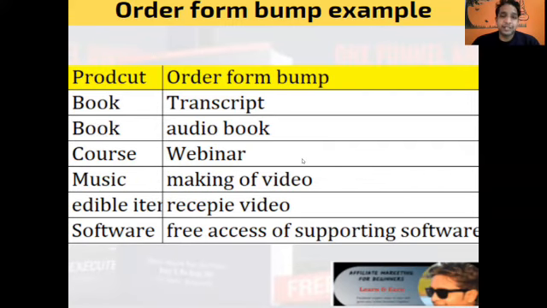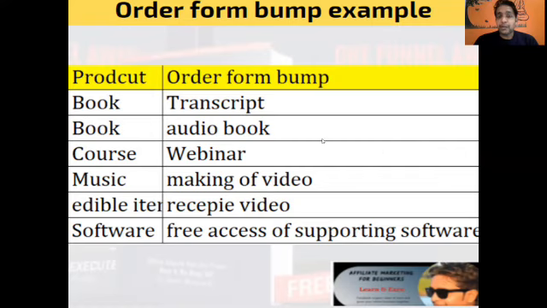If you have a course which you are selling, you can have a webinar as a byproduct of that. If you are making music, then the making of that particular music, the video, you can provide as a byproduct or order form bump. If you are selling some edible item, then a recipe video of that item can be a byproduct, and you can sell that as an order form bump. So just think from your perspective: what is your business, what is your product, what is your service, and how can you deliver the byproduct of that, or some extra product as an order form bump to get an extra sale from your business.